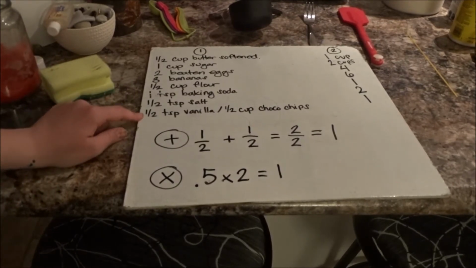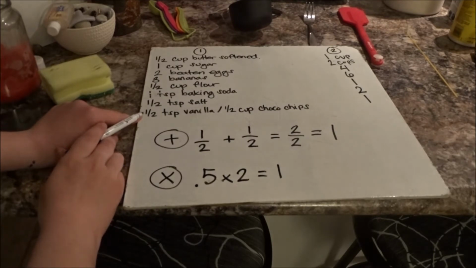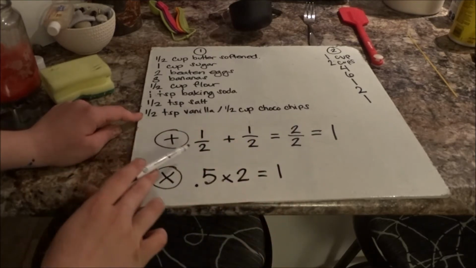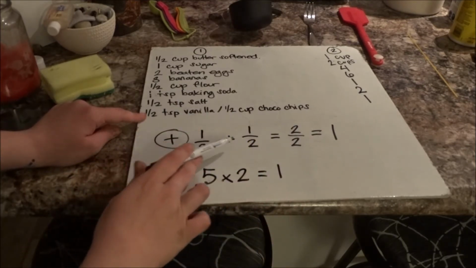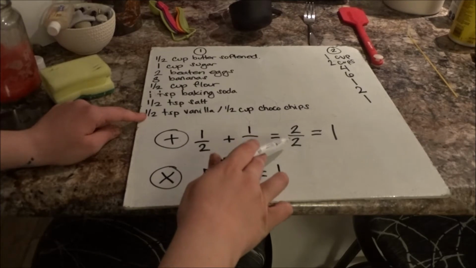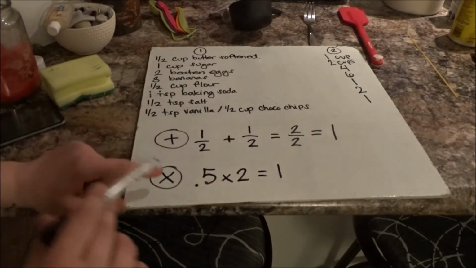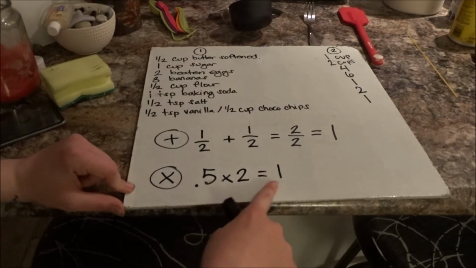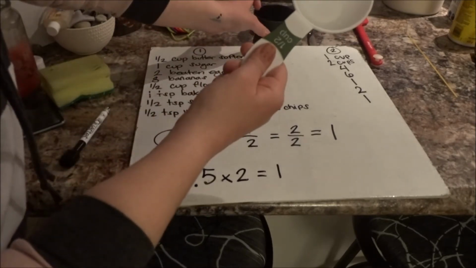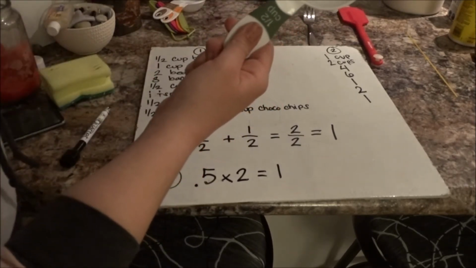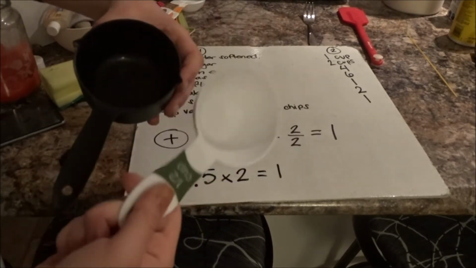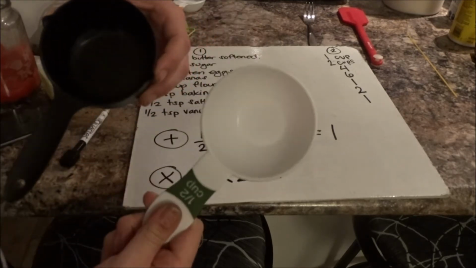And it just so happens that our last ones are exactly the same. So half a teaspoon of vanilla or half a cup of chocolate chips. We're going to use the exact same formula. Half plus half equals 2 parts of the total, which equals 1. Or 0.5, or half, times 2 equals 1. So if you have 2 of these, it would equal this one, because this is the half cup and this is the full cup. If I was to empty 2 of these half ones, it would equal this one here. Alright.